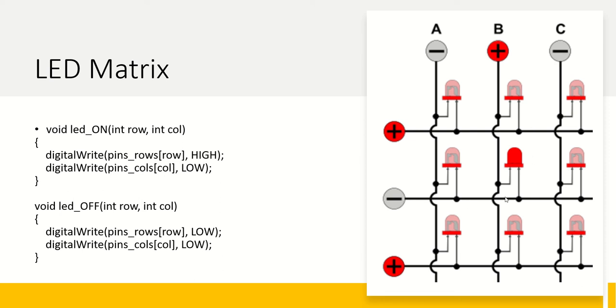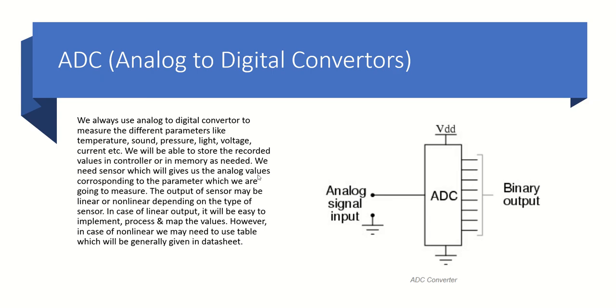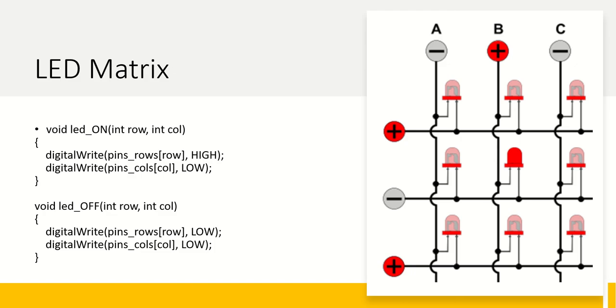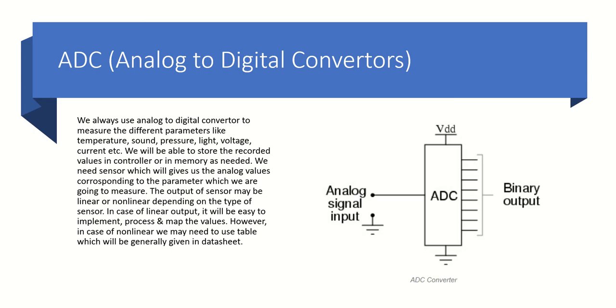So you can see that let's say here we have a plus, okay, and here we have a minus. Okay, so you can see that B is being plus and this is being minus, so that's why the LED is glowing. Okay, so I think that's all about the LED matrix, and we will switch to the new functionality, which is of ADC.